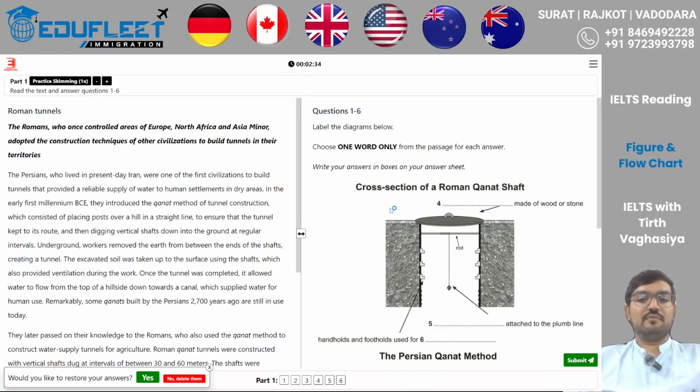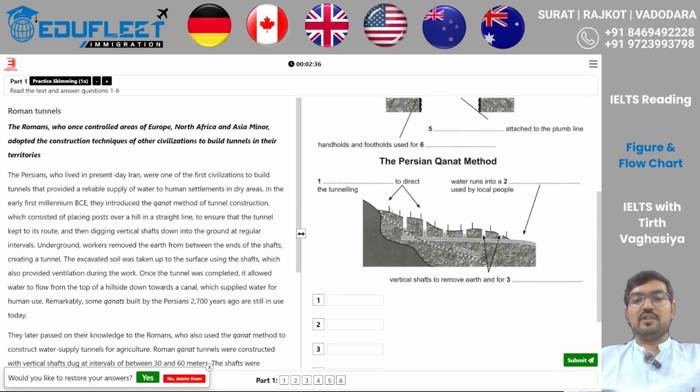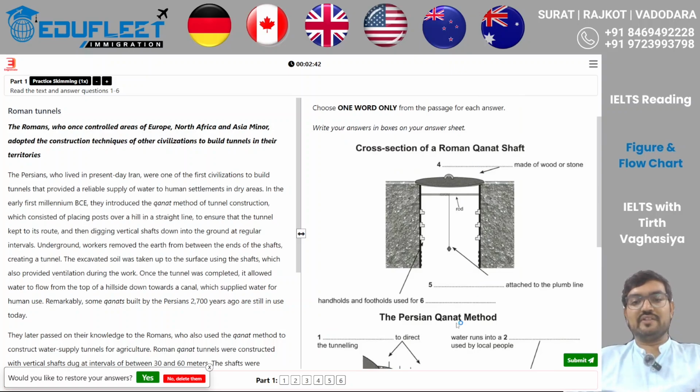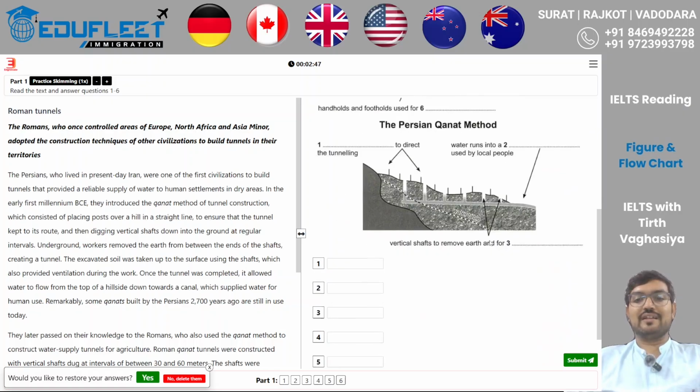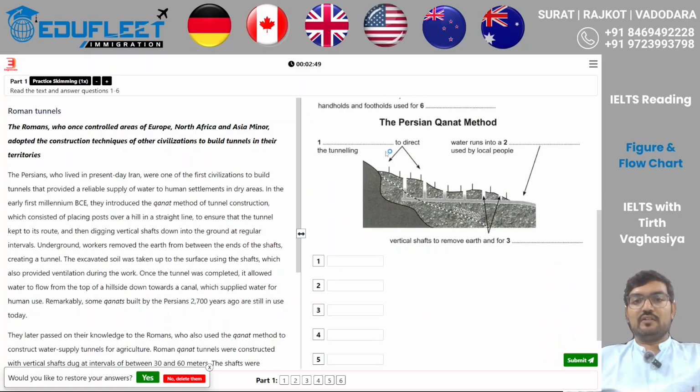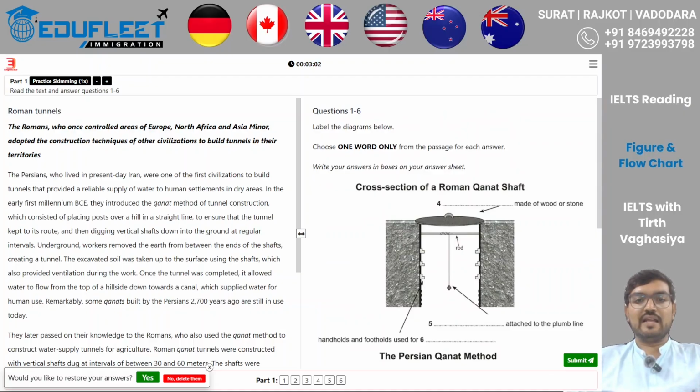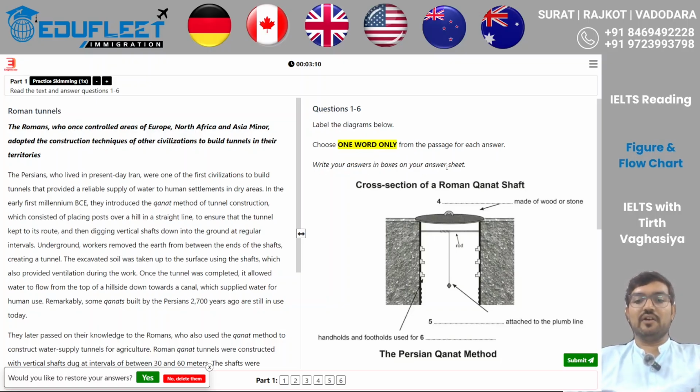So let's look at this particular question. Here we have two figures. Questions 1, 2, and 3 are from here, and 4, 5, and 6 are from here. What we need to do is first understand figure number 1. Just look at this figure. Look at the heading, Persian Kannad method. So we need to look for these keywords first. What is the answer length? It is one word only.